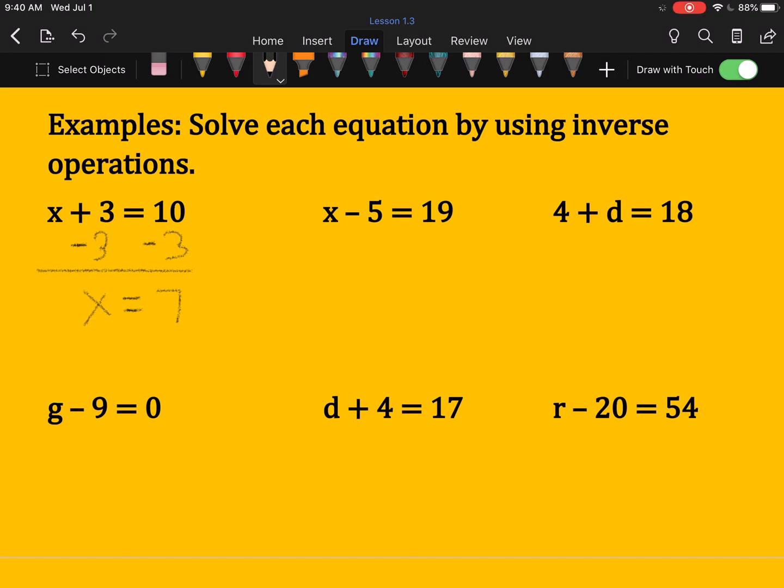So I want you to show me that the algebraic way of solving that is to say, hey, this is minus 5. The opposite of subtracting 5 is adding 5. And that would tell me that x is 24.